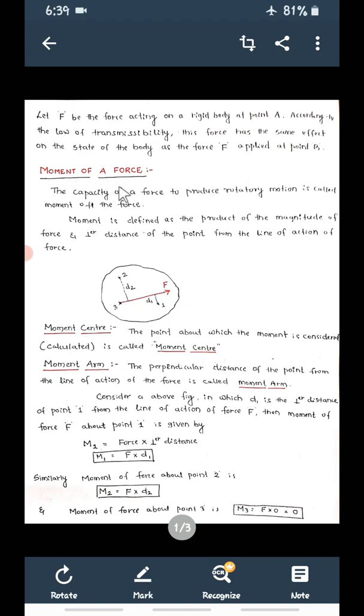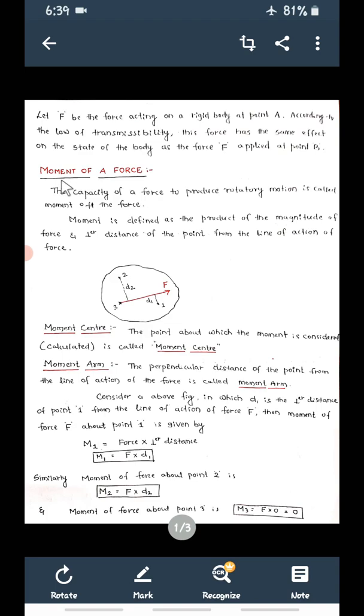Next, we move on to another important aspect of engineering mechanics, that is moment of a force. You know force already: it is an external agency which is going to change the state of the object. Now what is a moment? See the term, it is not movement, it is moment. So what is this moment?